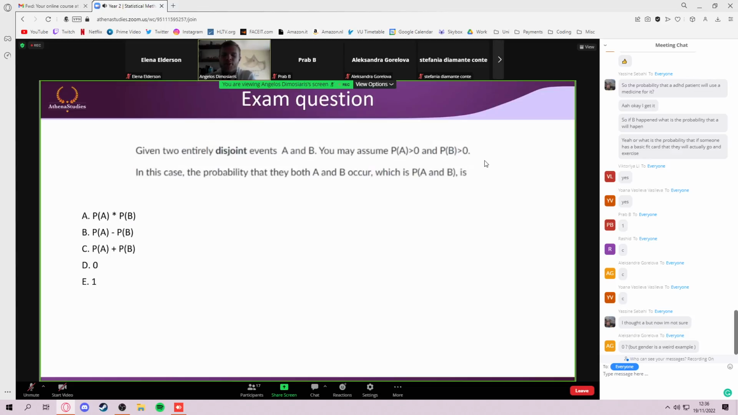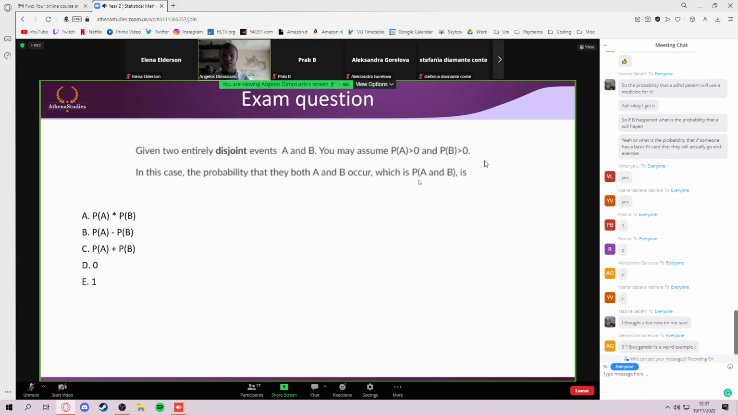Yeah, I think it's 0 too. And I also agree, gender is a weird example. True. But the thing is that the events are totally disjoint. So you can either have A or you can have B. So if you want to measure the probability of both of them happening, it's 0. There's no way that you can have both of them, because you either have A or you have B.